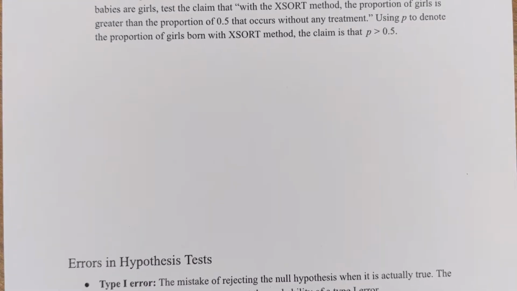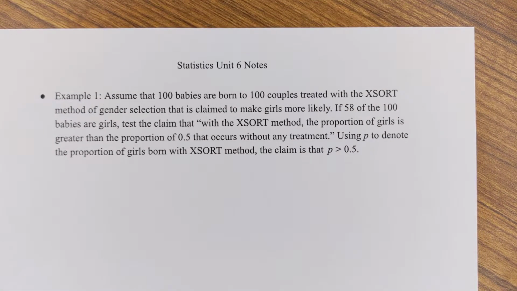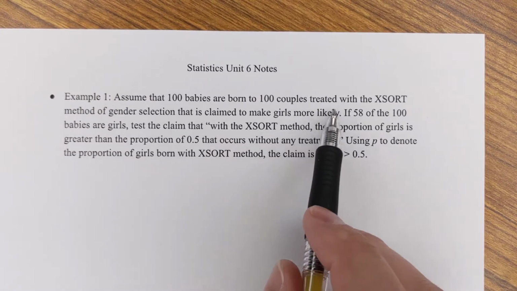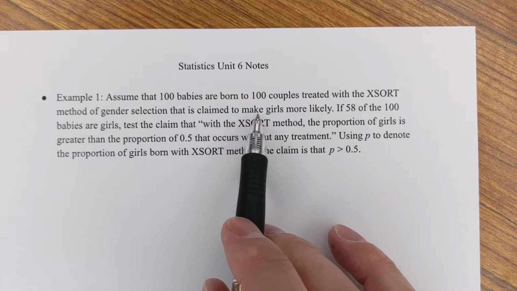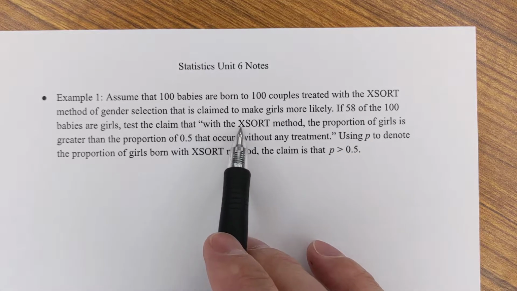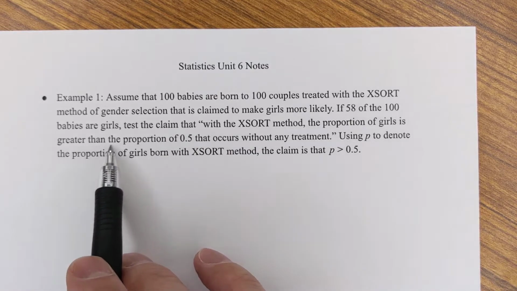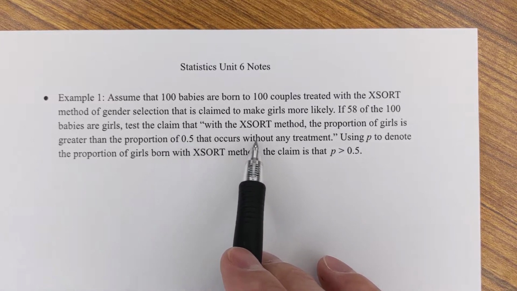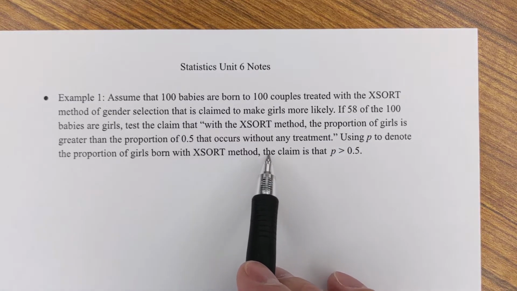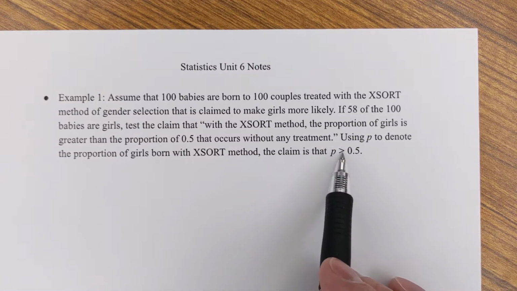Okay, so let's finally do an example here. Example 1: assume that 100 babies are born to 100 couples treated with the X-Sort method of gender selection that is claimed to make girls more likely. 58 of the 100 babies are girls. Test the claim that with the X-Sort method, the proportion of girls is greater than the proportion of 0.5 that occurs without any treatment. Use p to denote the proportion of girls born with the X-Sort method and test the claim that p is greater than 0.5.